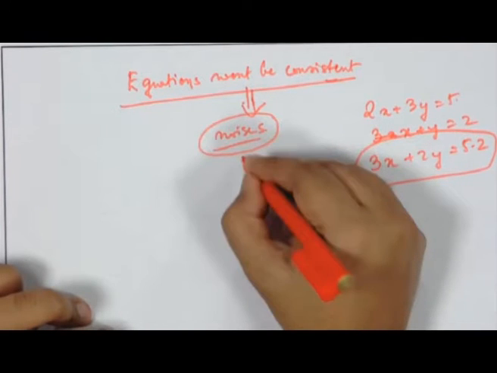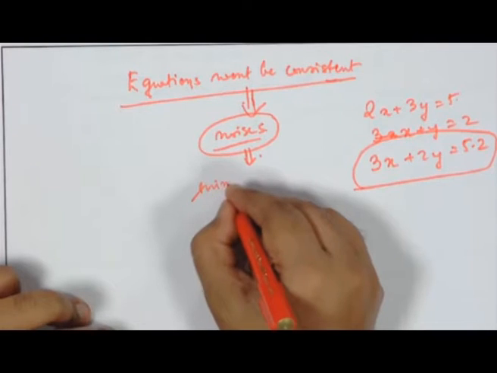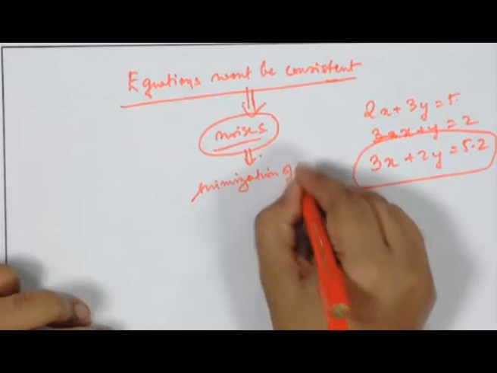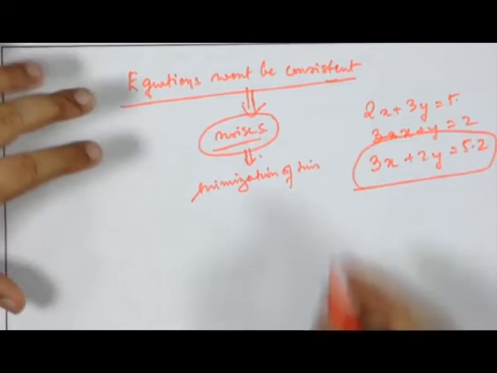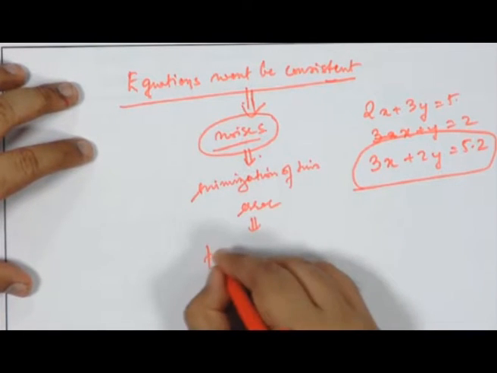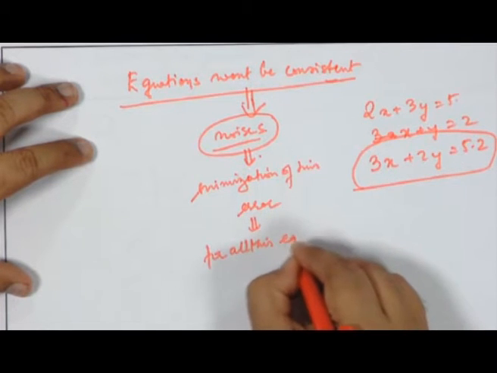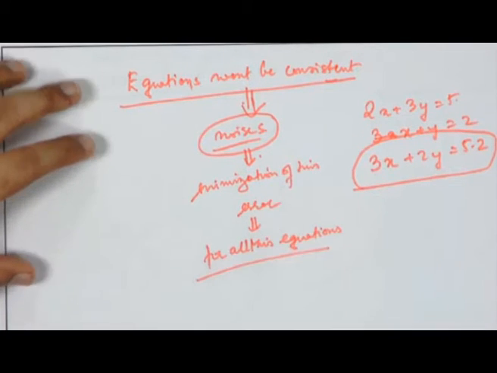Then I have to do some sort of minimization of this error and find the point where the error would be minimum with respect to all the equations. I will come to the detail. So the error would be minimum for all these equations.